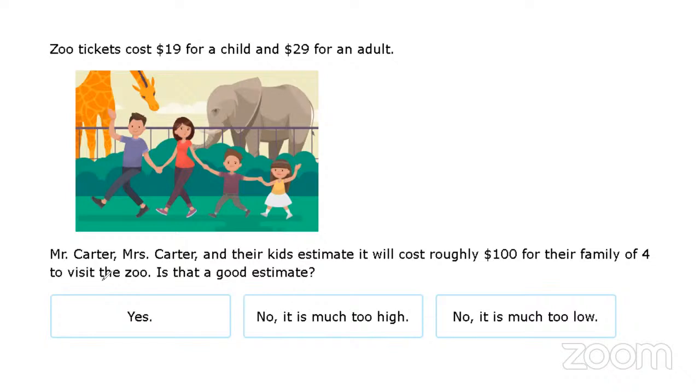So Mrs. Carter is going, Mr. Carter is going, and their children are going. They estimate that it will be roughly 100. Remember now, an estimate is not exact. They say they estimate it will cost roughly $100 for the family of 4 to visit the zoo. Is it a good estimate? Yes. No, it's much too high. No, it's much too low.